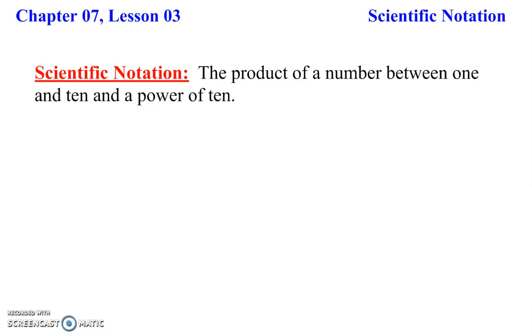Scientific notation is the product, multiplication, of a number between 1 and 10. Very important, that number has to be between 1 and 10 and a power of 10. So it has to be smaller than 10, so there's only ever a single digit in front of the decimal. And greater than 1. There's never a 0 in front of the decimal. And a power of 10. So 10 to some exponent.